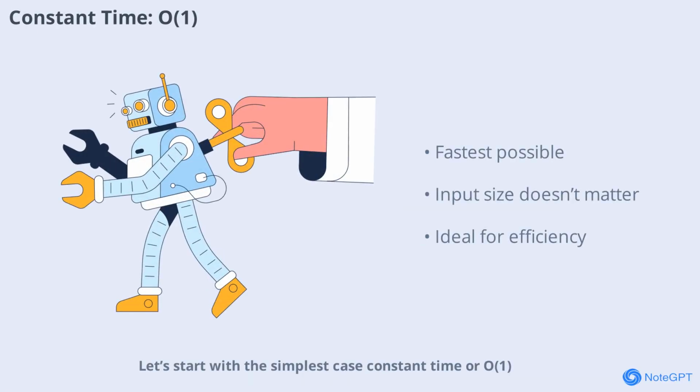Start with the simplest case, constant time or O(1). This means that no matter how large the input is, the algorithm always takes the same amount of time to complete. A good example is accessing an element in an array by its index. Whether the array has 10 elements or 10 million, retrieving one item takes the same amount of time. Constant time operations are the gold standard for efficiency.